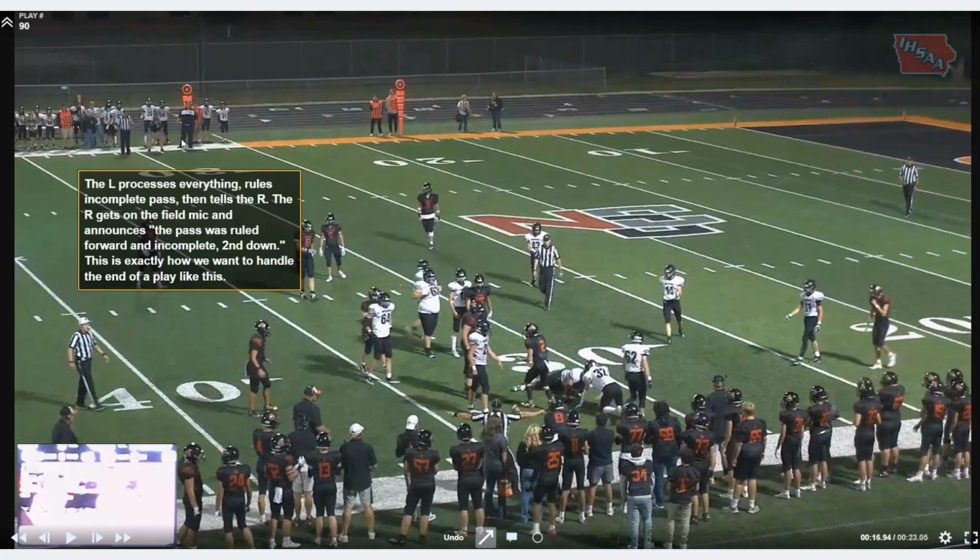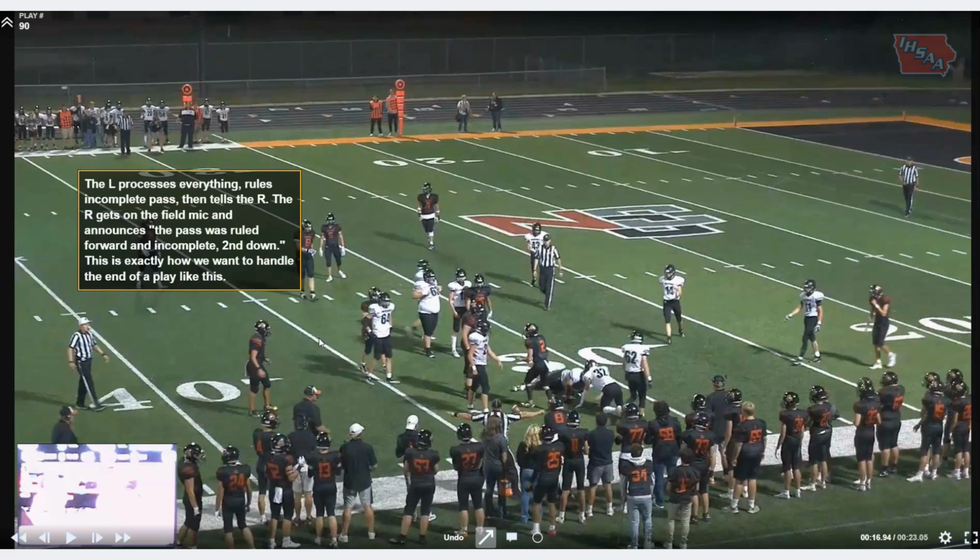You're probably not going to get involved in that unless it gets to a crew conference, and then you could have some opinion on if that was forward or backward. The biggest thing is when we have doubt, we fall back on our philosophy of a forward pass and incomplete. And very important, referees, get on that mic and make that announcement: the pass was ruled forward and incomplete, second down.